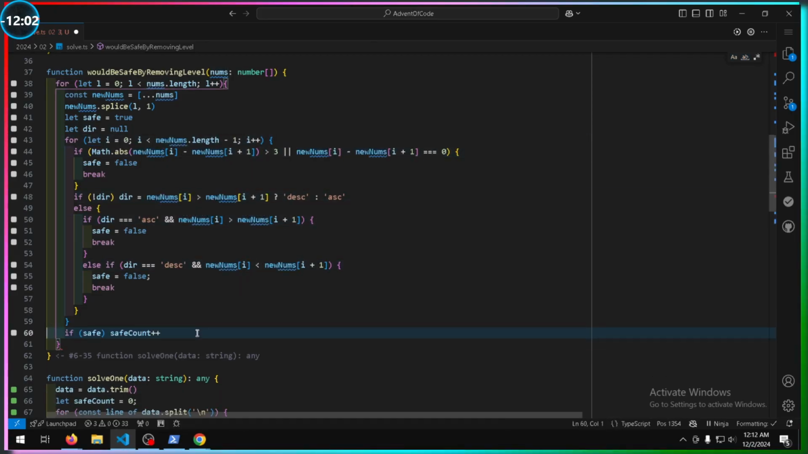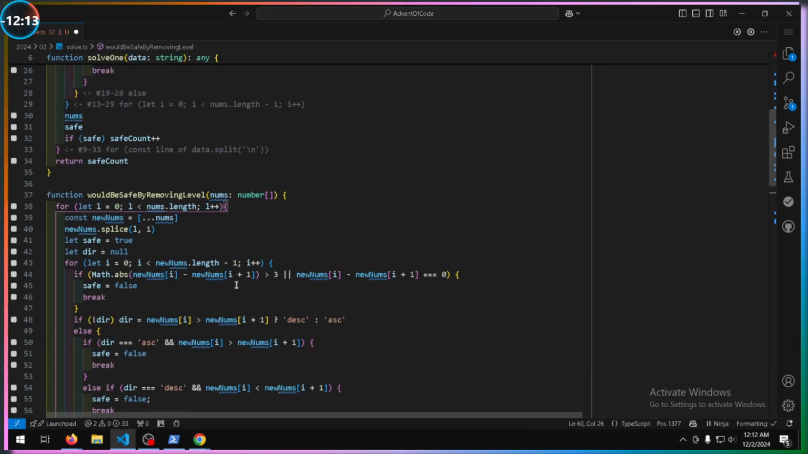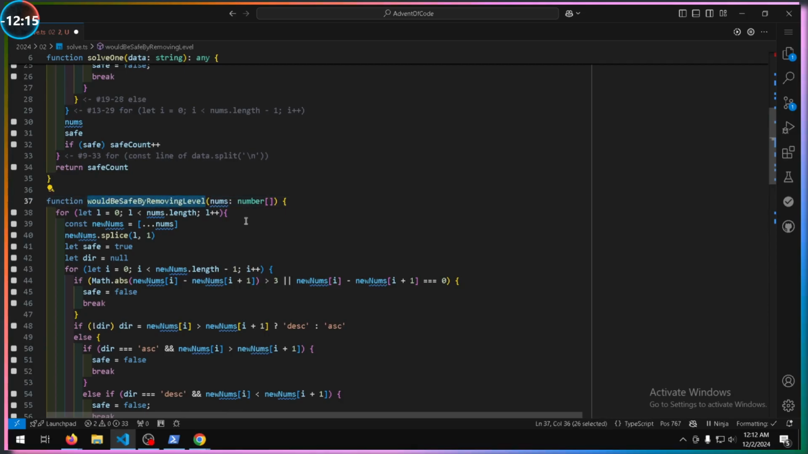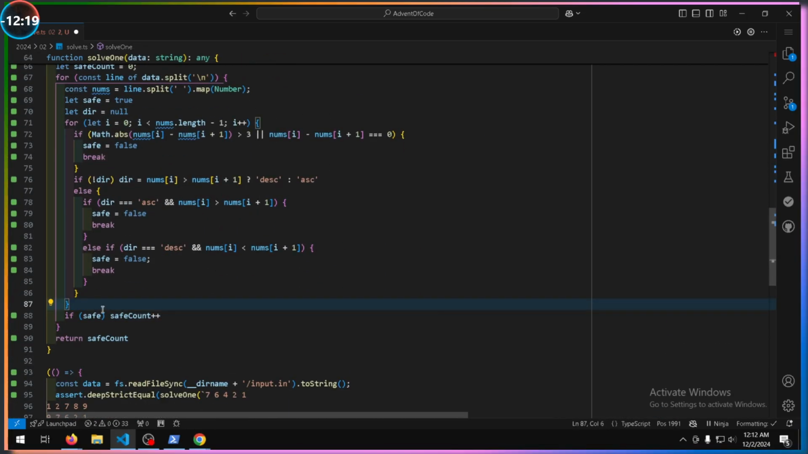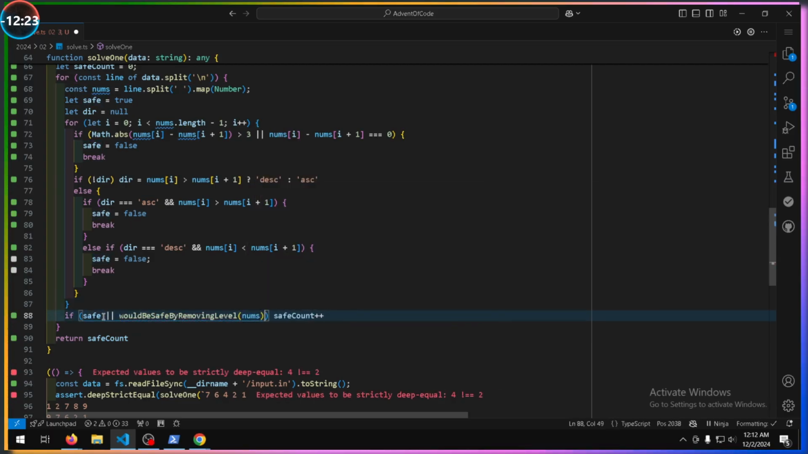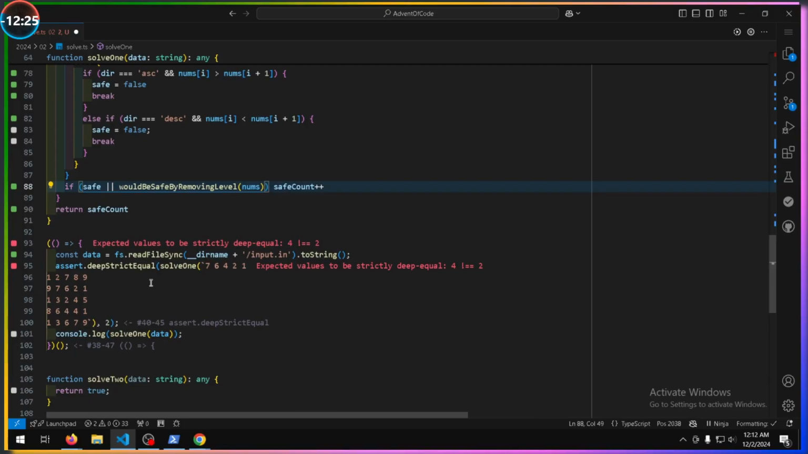Okay. And then it's if safe, return true. Not transpile module. We're not writing Babel around here. So we do that, and we're like, hey, if you're safe, or you would be safe by removing a level, a little computationally expensive, but I see it working.